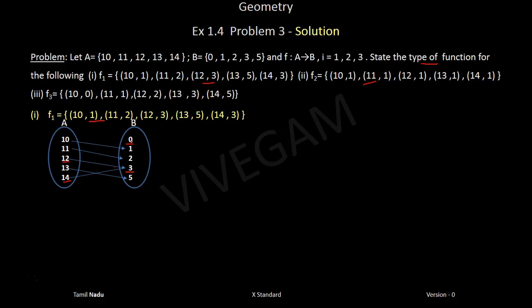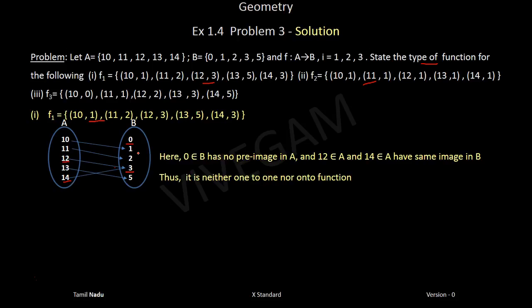Then every element in B should have a pre-image, right? In set B, 0 does not have a pre-image, so it is not an onto function, which means this function is neither one-to-one nor onto. Okay, so you can see element 0 in B has no pre-image in A, and elements 12 and 14 in A have the same image in B. Thus it is neither one-to-one nor onto. But it is a function because every element of A has got an image, right? So it is a function, but the only thing is that it is neither one-to-one nor onto.